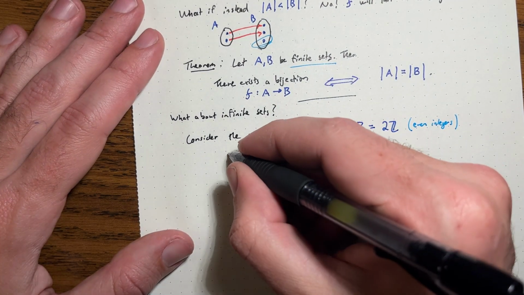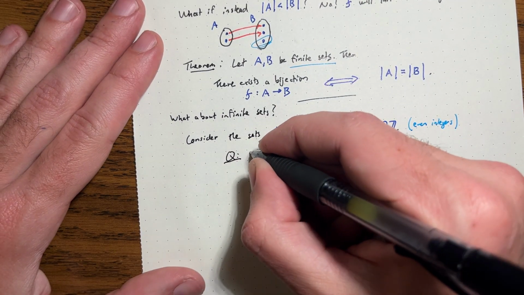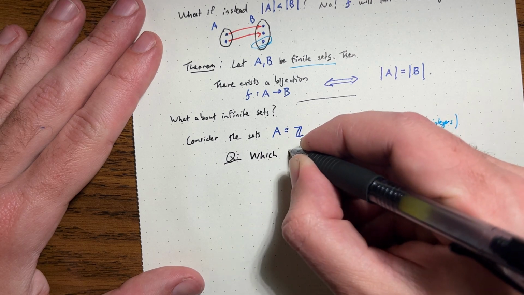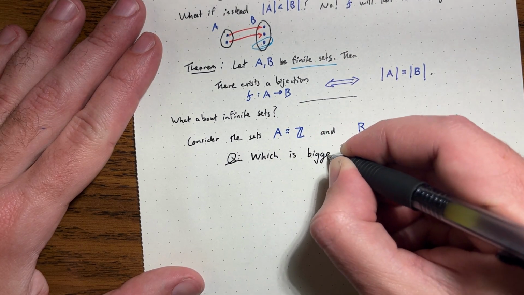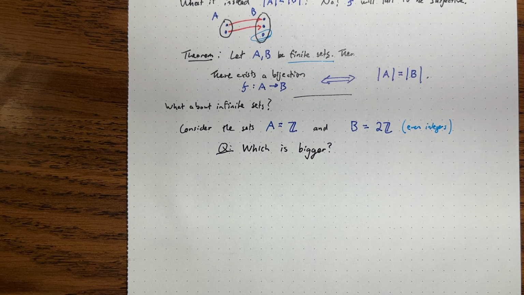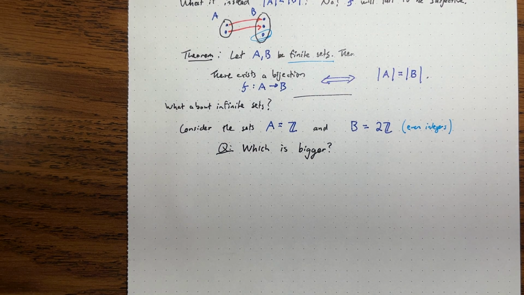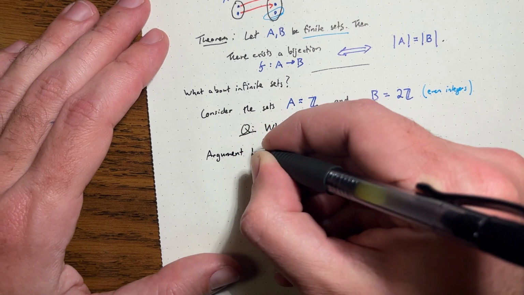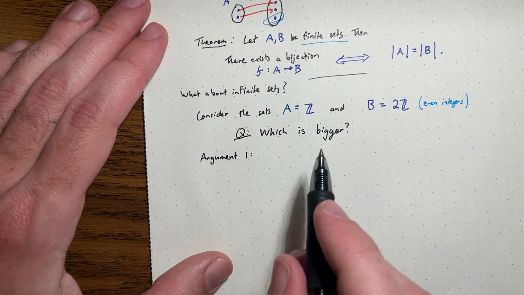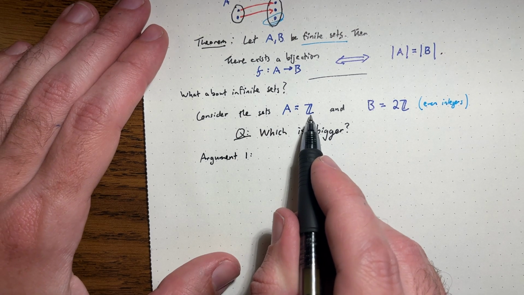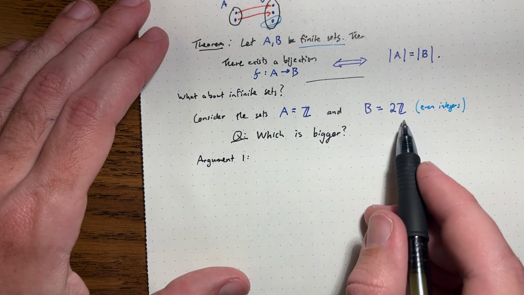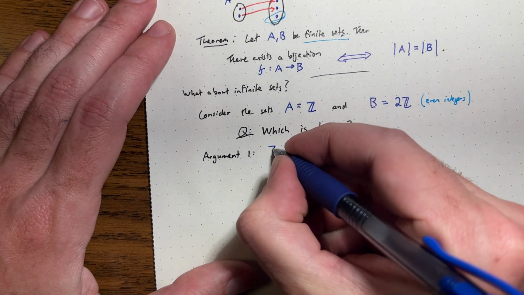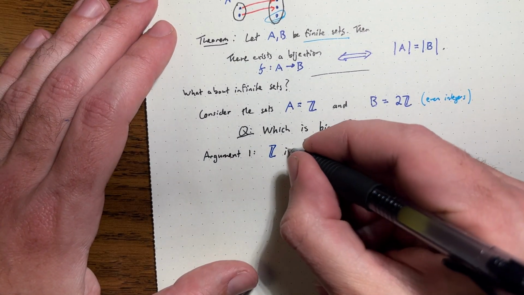I want to ask you a question. Which is bigger, if any? All right. Well, if you're like me, I had sort of an immediate answer to this question. My immediate answer, and this will be argument 1, is obviously Z is bigger. Because this is all the integers and this is just the even ones. So yeah, Z, the integers, are the bigger set.